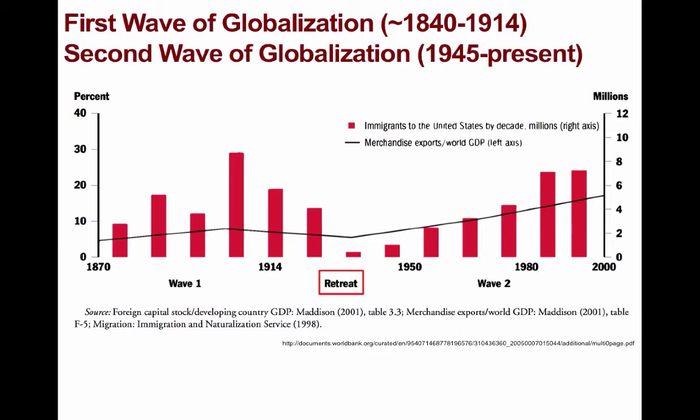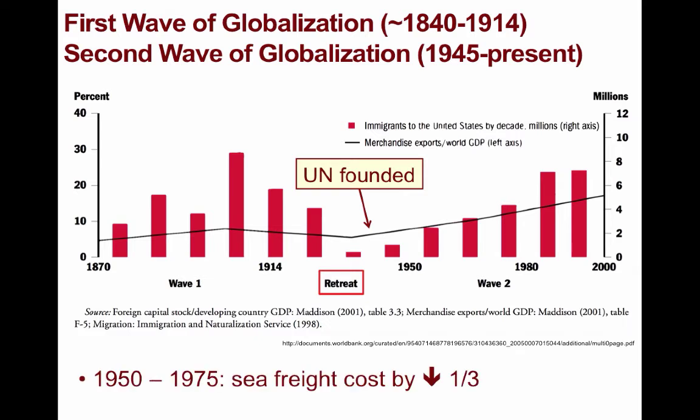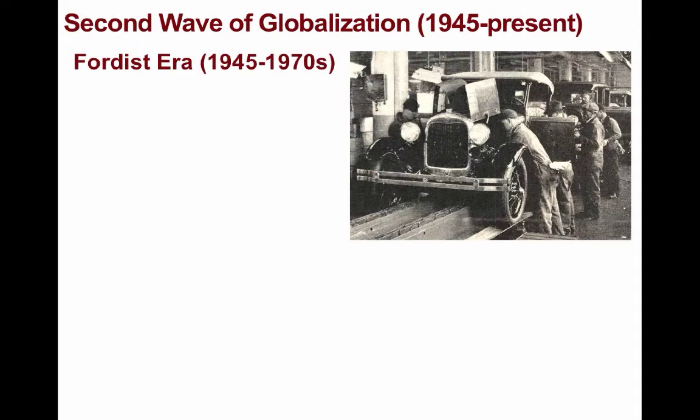The second wave of globalization began at the end of World War II in 1945 and has continued to this day. The United Nations was founded in that same year, and the impetus of internationalism persuaded governments to increase cooperation and reduce trade barriers. From 1950 to the late 1970s, sea freight charges fell by a third, and the combination of lower tariffs along with reduced transport cost led to the Fordist Era, where agglomeration and economies of scale led to massive savings and increases in profits.